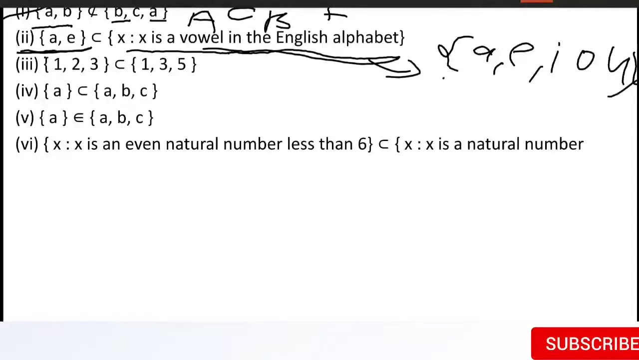So all the elements of the first set are members of this second set. Hence the second statement is true. So this one is true.